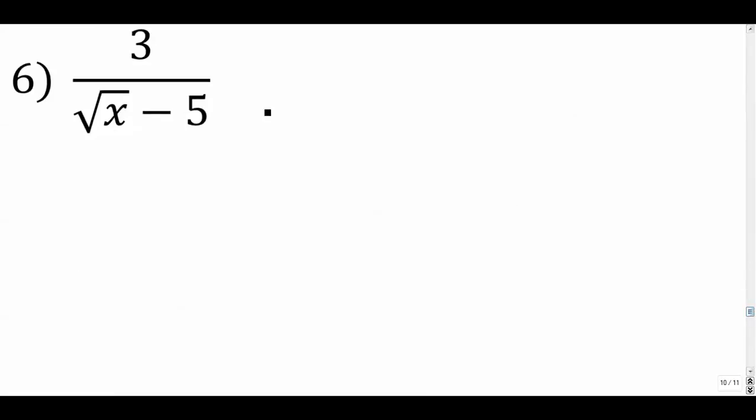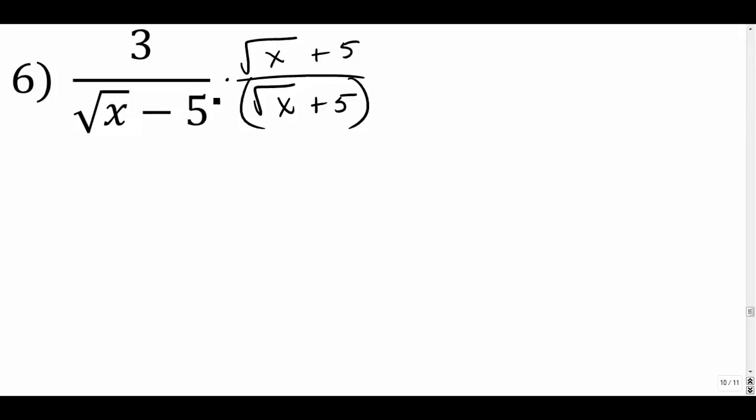Almost finished here. We have 3 over square root of x minus 5, so we're going to want to rationalize that, multiply it by the square root of x plus 5. Remember, this is called rationalization, and the goal of this is to simply get rid of the radical in the denominator. So I'm just going to change this sign. So I get 3 radical x plus 15. There's a distributive property there.